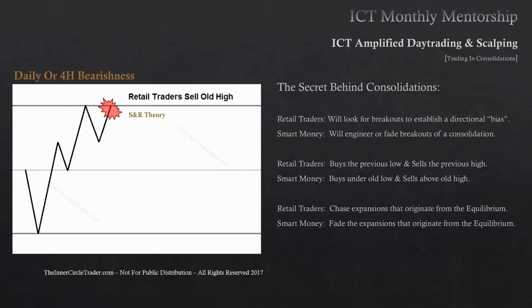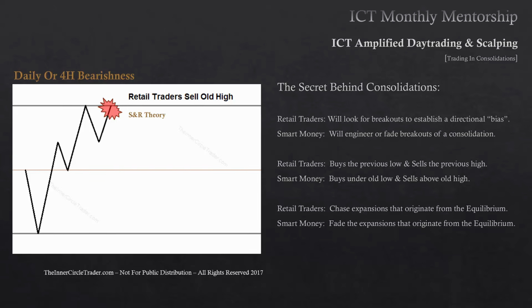Okay, the opposite here, when the daily or 4-hour is bearish, and we see price trade back up to an old high while it's inside the consolidation. Again, retail traders are going to see this as an old high. Classic support and resistance theory is going to be in operation. They're going to sell short right there, and you know what they're going to do with their stop. Their buy stop is going to be placed just above the previous high that was inside the consolidation.